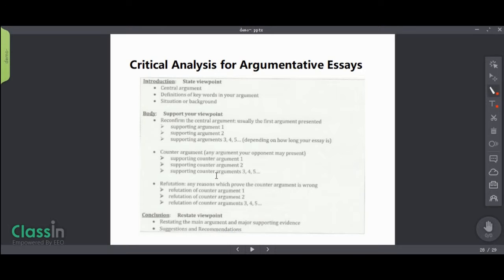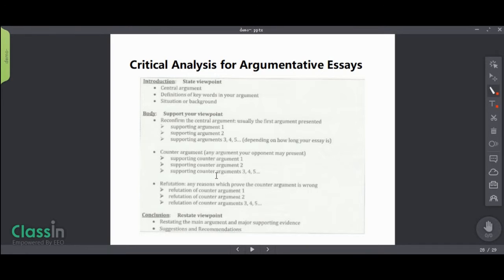People who may disagree with you, and in what ways they disagree. You have counter-arguments 1, 2, 3, 4, 5. The reason why you listed the counter-arguments is not to overthrow your own viewpoint, but to show your viewpoint is right by proving they are wrong.